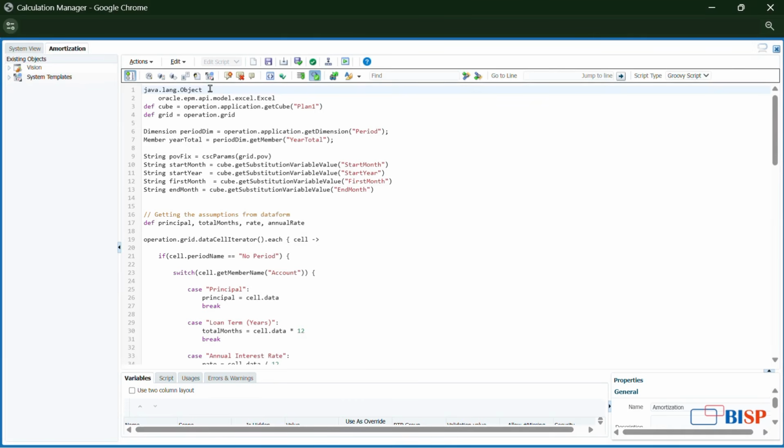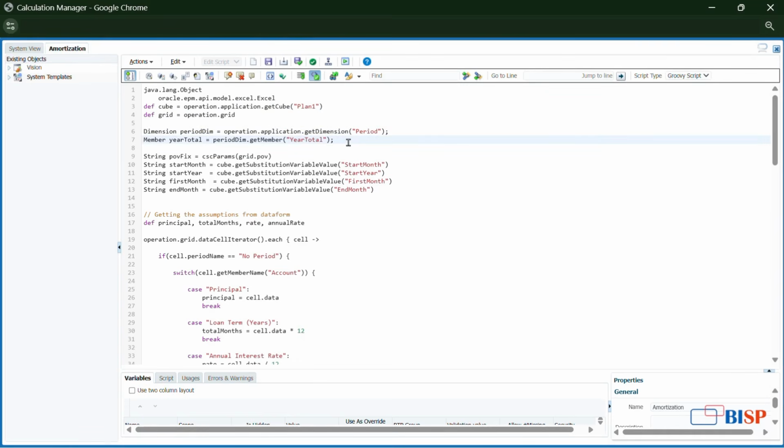So the first step is accessing the planning application. Here we obtain a reference to the Plan1 cube and the currently open data form. The data form contains the loan assumptions entered by the planner. So here, devCube stores the reference to the Plan1 cube and devGrid stores the reference to the data form. Next, we access the period dimension.